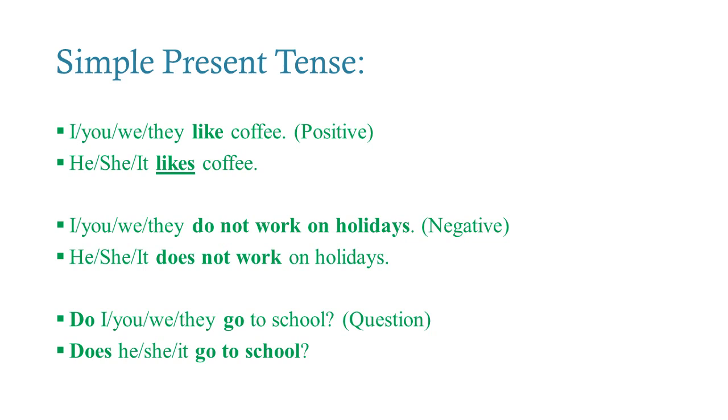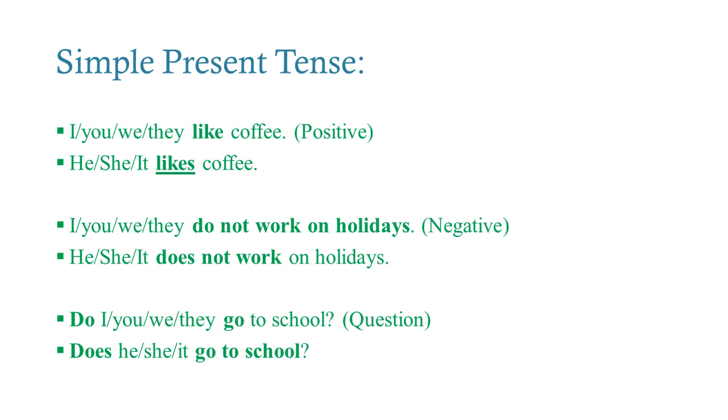In negative sentences, we also follow the rule. I do not work on holidays. You do not work on holidays. We do not work on holidays. They do not work on holidays. But here the third person singular is the subject, so we use does. He does not work on holidays. She does not work on holidays. It does not work on holidays.